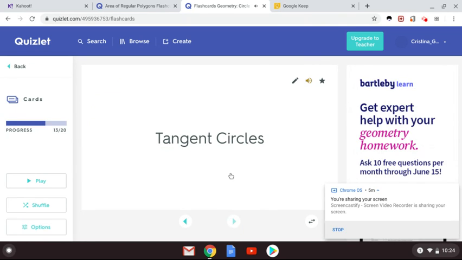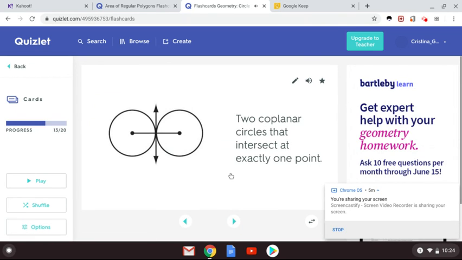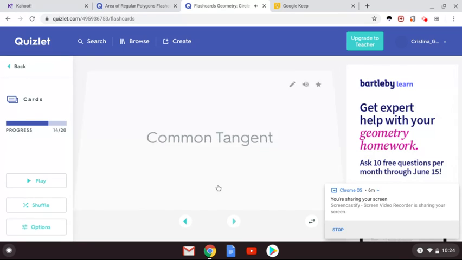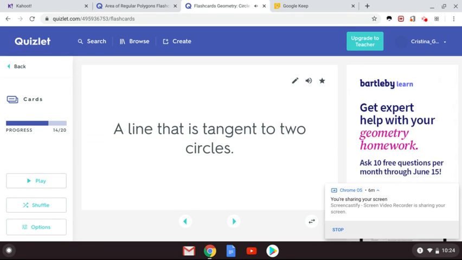Tangent circles: two coplanar circles that intersect at exactly one point. Tangent circles. Common tangent: a line that is tangent to two circles.